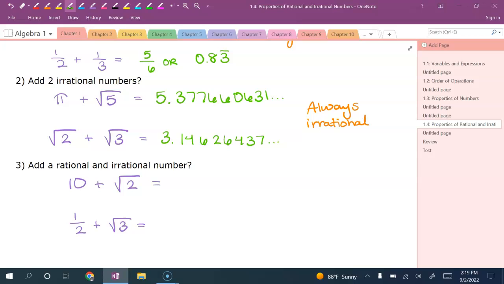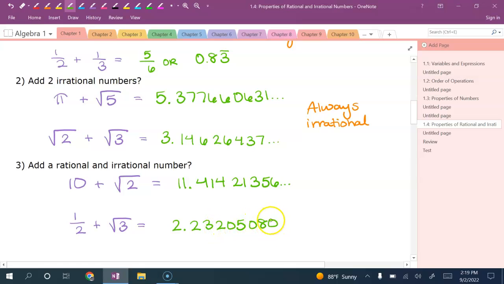So when I take 10 plus the square root of 2, I got 11.4142136. And again, that would continue on after that. And for a half plus the square root of 3, I got 2.232050808. And so again, I'm looking at those two numbers, and they look irrational. So anytime you add a rational and an irrational number, your sum is always going to be irrational.